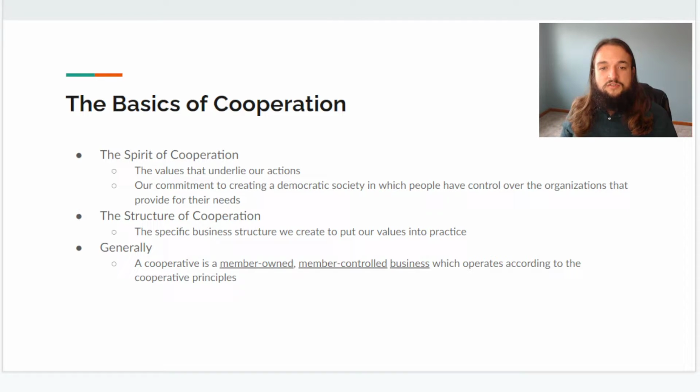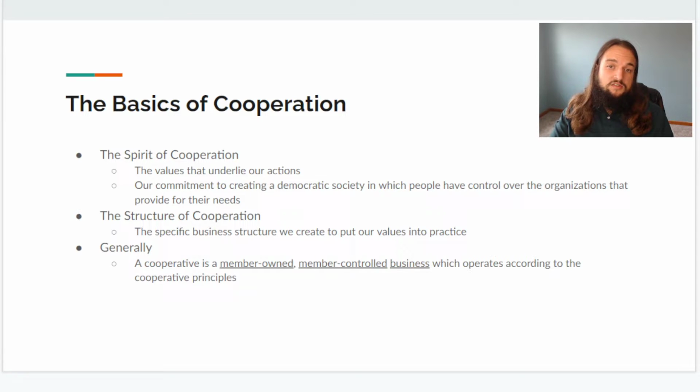The definitions of cooperatives are varied, but they include two very important elements. One, the spirit of cooperation, which are the values that underlie our actions, our commitment to creating a democratic society in which people have control over the organizations that provide for their needs. And two, the structure of cooperation. This is the specific business structure we create to put our values into practice. And in general, a cooperative is a member-owned, member-controlled business which operates according to the cooperative principles.